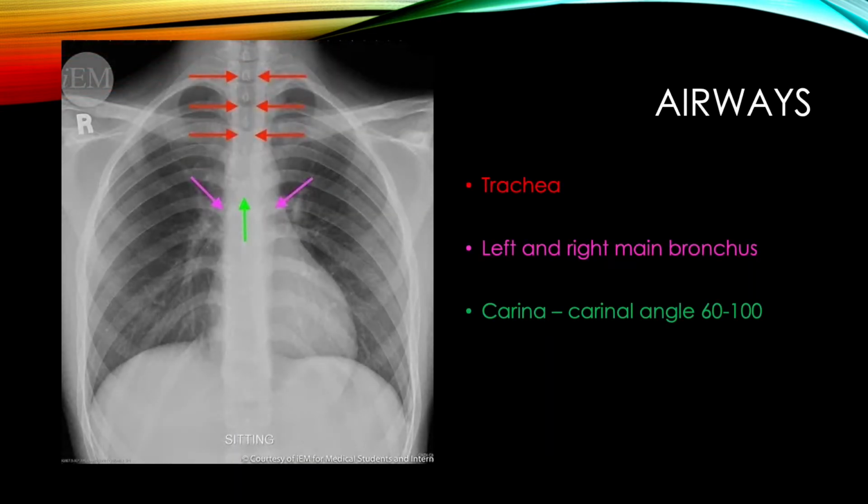The trachea, carina, and both main bronchi are called the upper airway and should all be visible on a chest X-ray. Look to see if there is any deviation of the trachea away from the midline. The normal carina angle ranges from 60 to 100 degrees. Widening of the carina angle suggests left atrial enlargement.